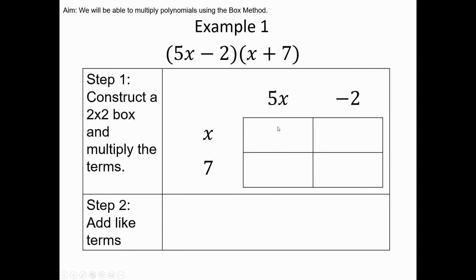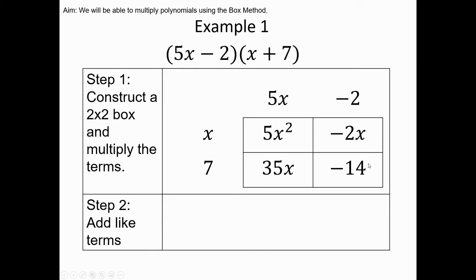So 5x times x is 5x squared. Then for the next box to the right, I see a negative 2 and an x matching up right here. So that's negative 2 times x. That'll be negative 2x. Then I look over here. I see a 7 for this box and a 5x going downwards to that box. So 7 times 5x is 35x. And then for the last box, negative 2 times 7 is negative 14.